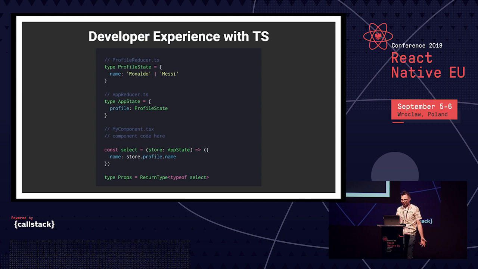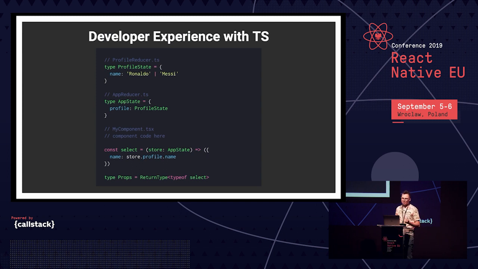So that's a basic React app. First we define the profile state with a name. Then we add the definition to the global app state we have for all our states. And then later on we have a component, and we connect it with Redux, and we have the select function. And in the last line we have ReturnType, which is a utility from TypeScript that extracts the return value of a function. This way we can extract the return value of select and pass it as props, and just make our props from the select function directly.